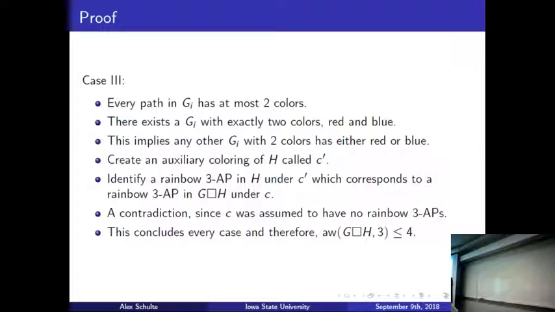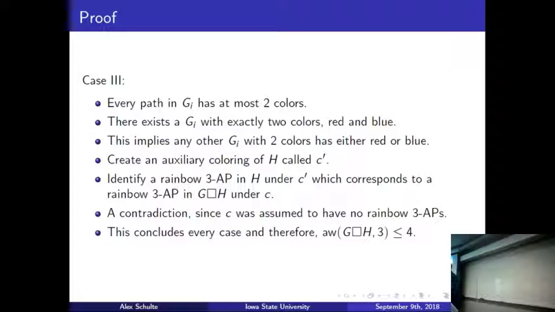This last bullet is very deceiving because it just says we find a rainbow AP in H under the coloring C prime. It looks like it's just one bullet, like, oh, cool, we did it. But that was the biggest part of the proof that took a lot of work. So if you're interested, I can talk to you about it, or you can read the papers on arXiv.